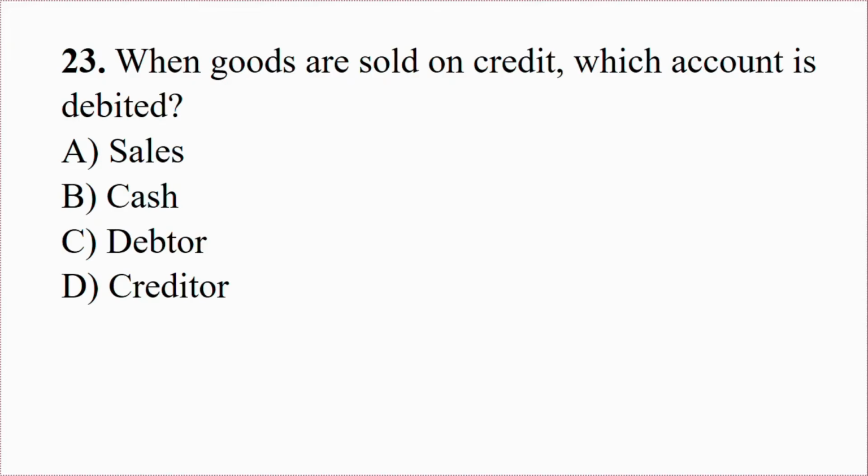The next question is, when goods are sold on credit, which account is debited? A. Sales, B. Cash, C. Debtor, D. Creditor. The correct answer is debtor, that is C.